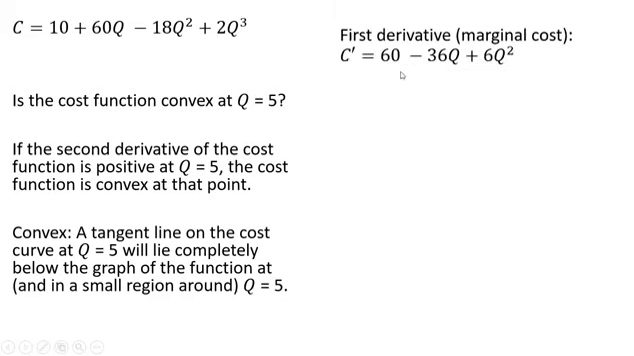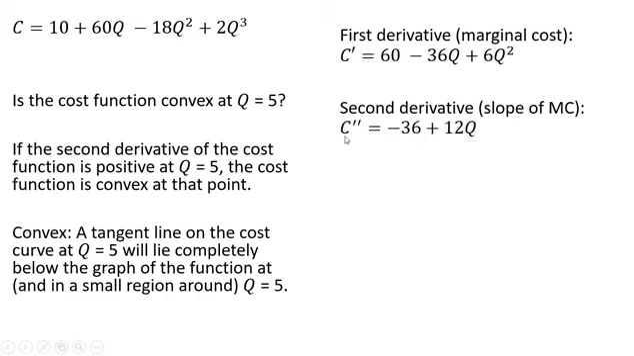We once again get the first derivative. As we just showed, the second derivative equals this. Plugging 5 into the second derivative for q, we see the second derivative is positive. Minus 36 plus 60, or 24. So in this case, the cost curve is convex at q equals 5. The second derivative is positive.